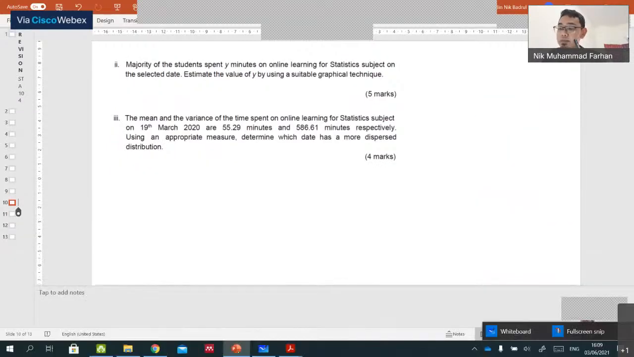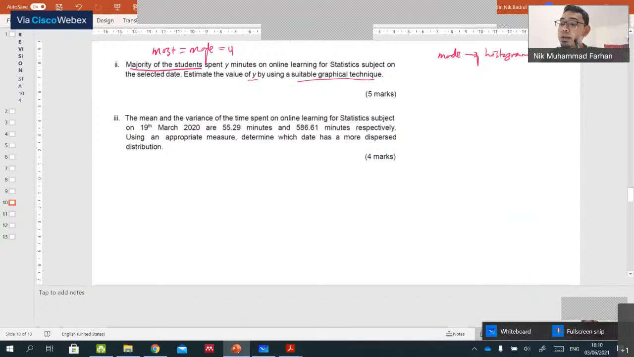Baik, the last one, last part lah. Okay. Majority of students spend Y minutes. Majority of students. Kena faham apa ayat majority of students. Most of the students mean mod lah. Alright. Mod adalah spend Y minutes. Estimate the value of Y by using suitable graphical technique. To find mode using Y. Okay. Nak mencari mode menggunakan graph, you kena ingat. You have to find mode using graph apa? In this case, yang adalah histogram. Kalau nak cari mode, kita kena guna histogram.